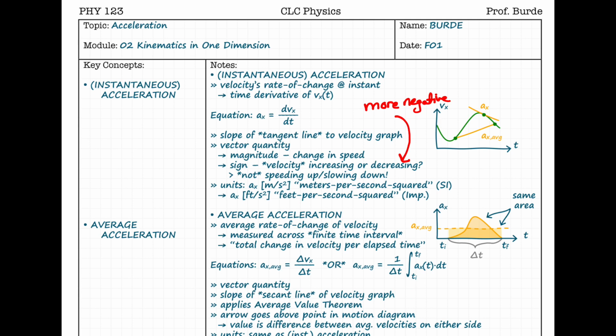Also, velocity is measured in meters per second. Time here is measured in seconds. And so what our acceleration is measuring is how many meters per second of velocity change are you seeing per second that elapses. And so meters per second per second is generally seen as meters per second squared in the SI system, or feet per second squared in the imperial system.